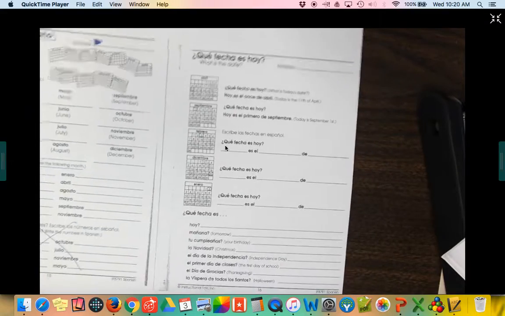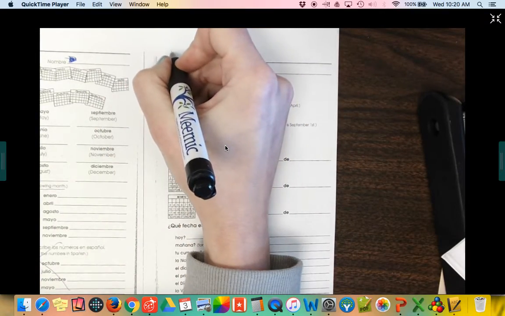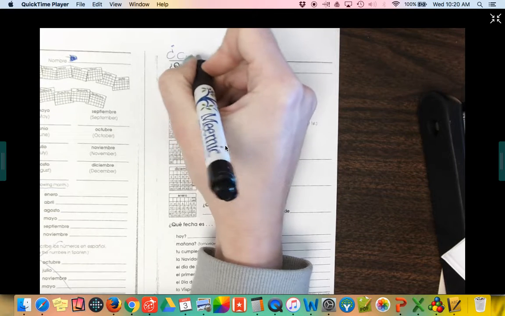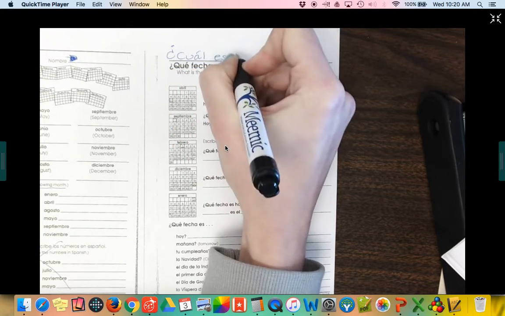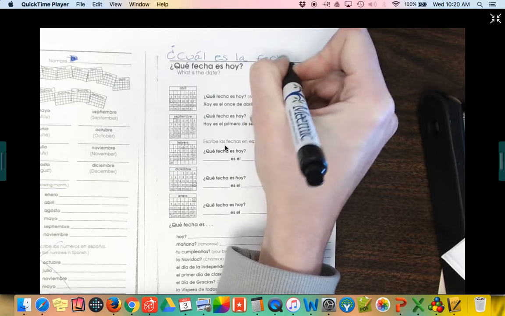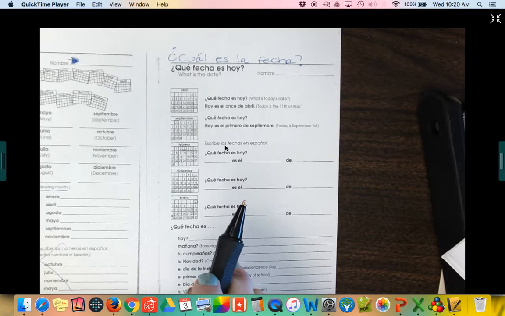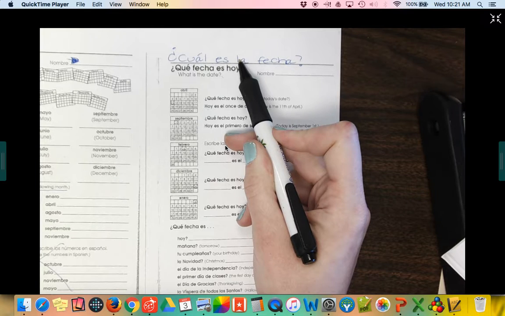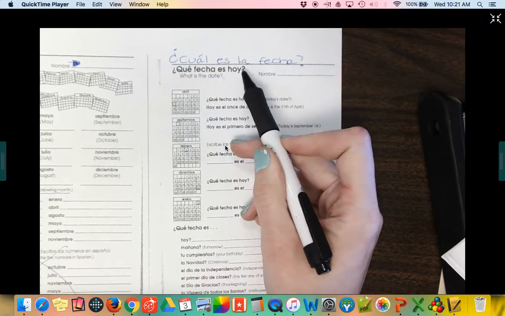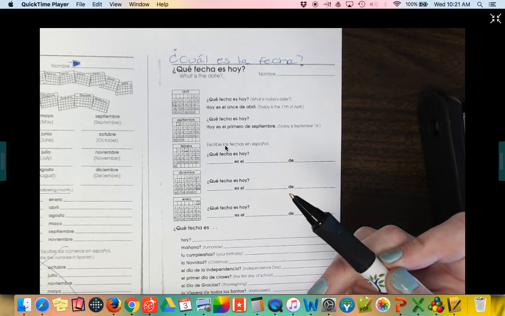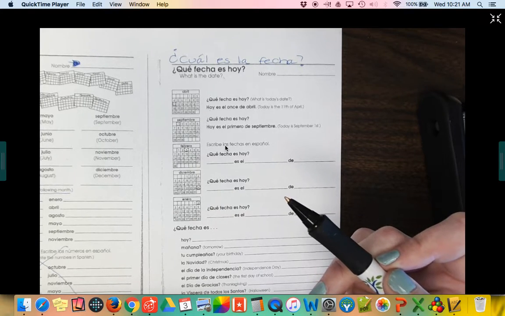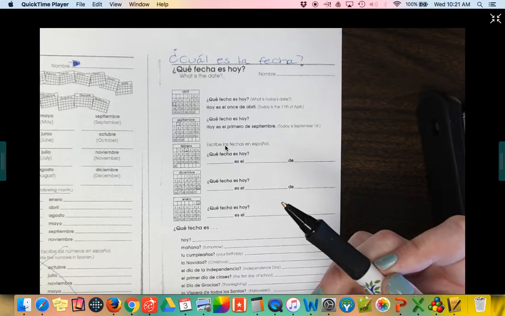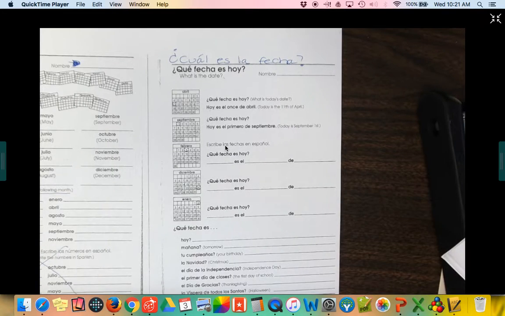Okay. ¿Qué fecha es hoy? We're above where it says that. I'd like you to write ¿Cuál es la fecha? ¿Cuál es la fecha? ¿Sí? Oh, ¿así o así? No, la otra A, ¿cuál? ¿Sí? Está. Sí, está. ¿No? Sí. ¿Sí? Sí. Okay, so what we're doing here is asking the date.